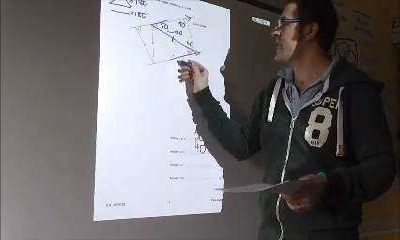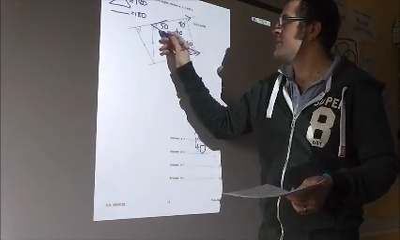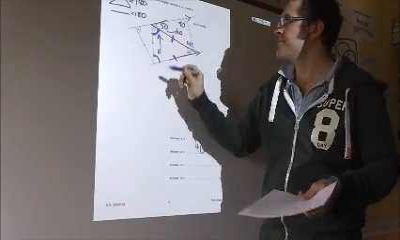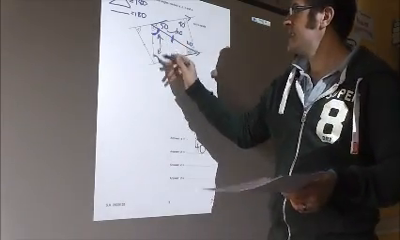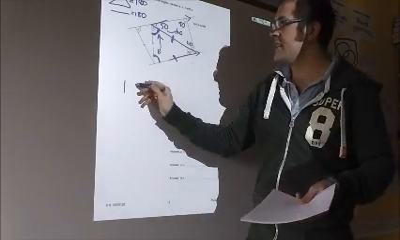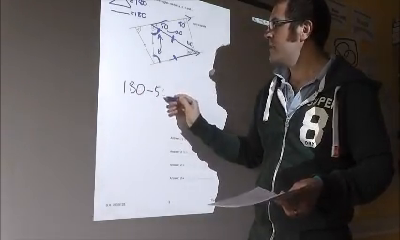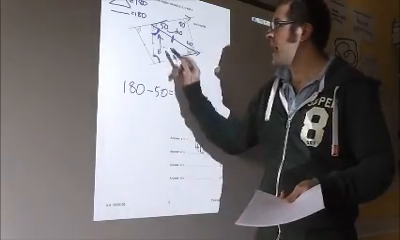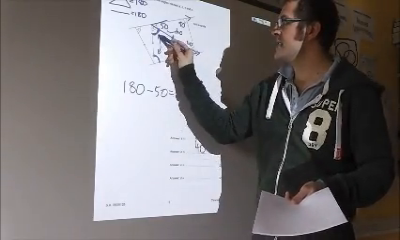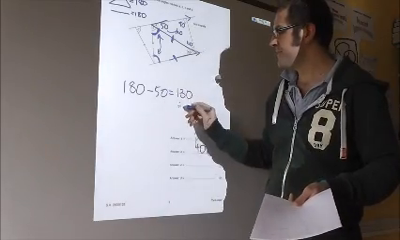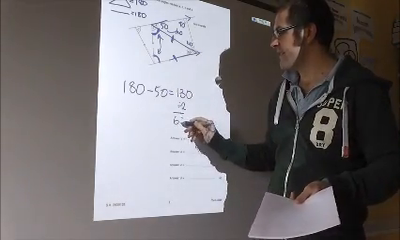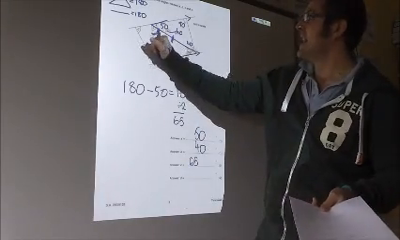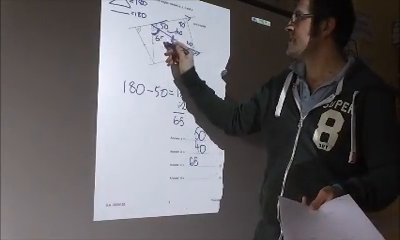C is part of an isosceles triangle, which means that these two angles are the same. So whatever C is, this will be C as well. We've got a 50 here, so I do 180, take away the 50 I've already got, which is 130. I then share that 130 between 2, which is 65. So I'm going to label it as I go to make things easier.